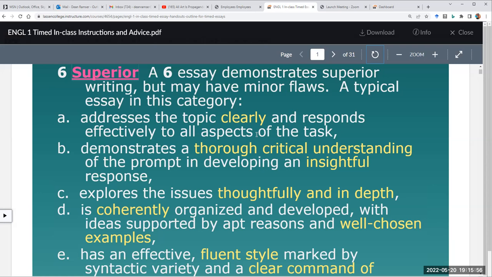So going back to what's on the screen here, B demonstrates a thorough critical understanding of the prompt and developing an insightful response. You need to have in your response specifics that display critical analysis, critical understanding of the prompt, and also what you think is an insightful way of responding to it. C, explores the issue thoroughly, thoughtfully, and in depth. Right, so not just "I agree, it's a good idea, that would be really nice." Those are not specifics. So think of the problem and think of what kind of specifics you want to add to that.